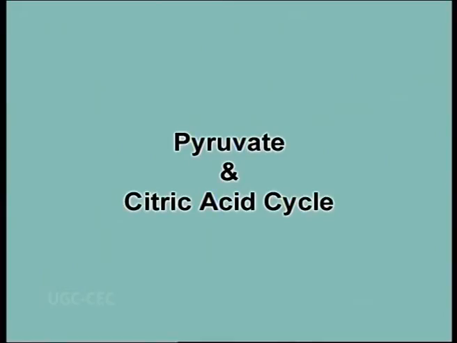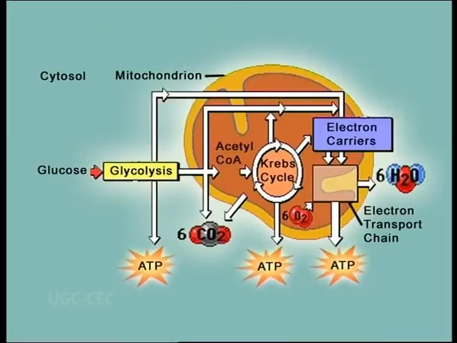Pyruvate and the citric acid cycle. Each pyruvate molecule produced by glycolysis is actively transported across the inner mitochondrial membrane and into the matrix, where it is oxidized and combined with coenzyme A to form carbon dioxide, acetyl-CoA and NADH. This acetyl-CoA is the primary substrate utilized for running the entire Krebs cycle, or what we call the tricarboxylic acid cycle or the citric acid cycle.